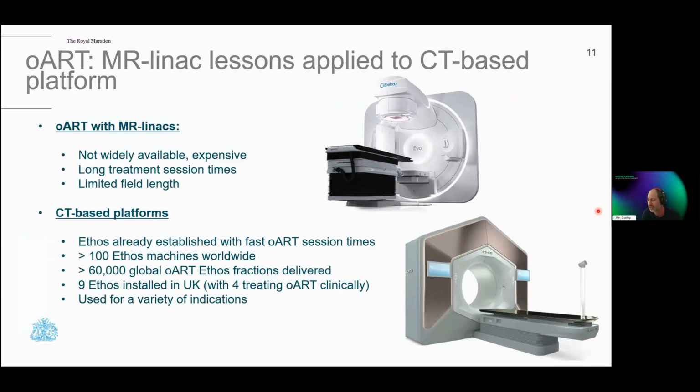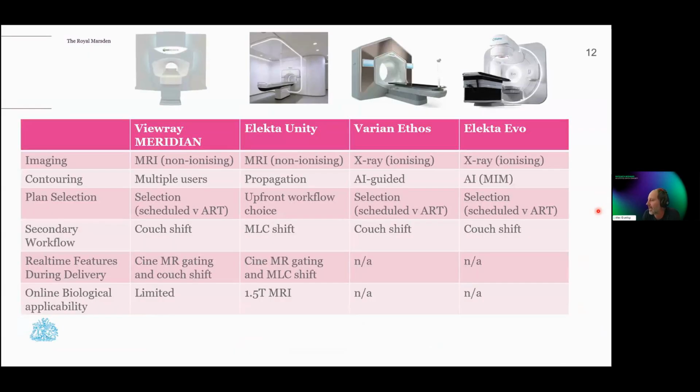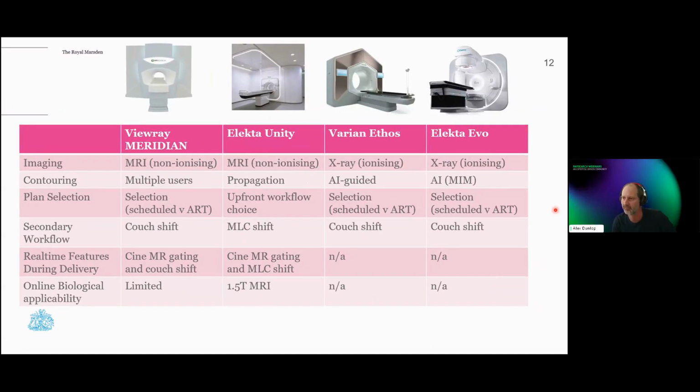And over the last few years, as Morta has alluded to, X-ray based platforms have become quite well established in the UK and Europe and the rest of the world as well, with over 100 Ethos machines worldwide. So online adaptive radiotherapy is gaining traction, and it can be for both MR and X-ray based imaging modalities. Here's a slide showing the 4 main commercial systems to perform online adaptive radiotherapy, with different imaging, MRI or X-ray, and different solutions for contouring, plan selection, and what to do if the patient shifts during the online adaptive workflow.